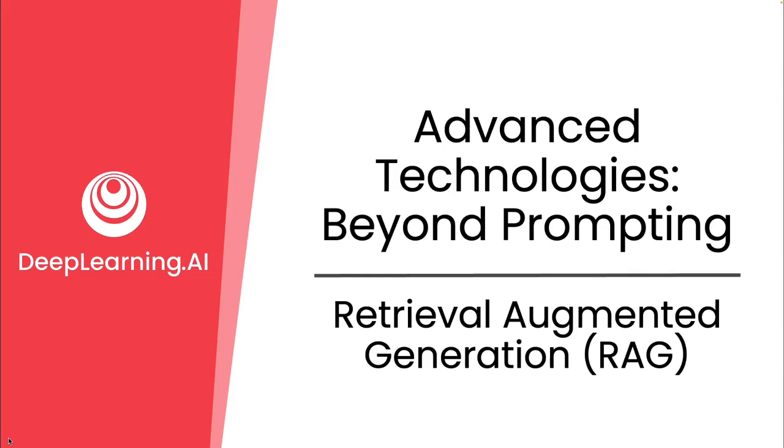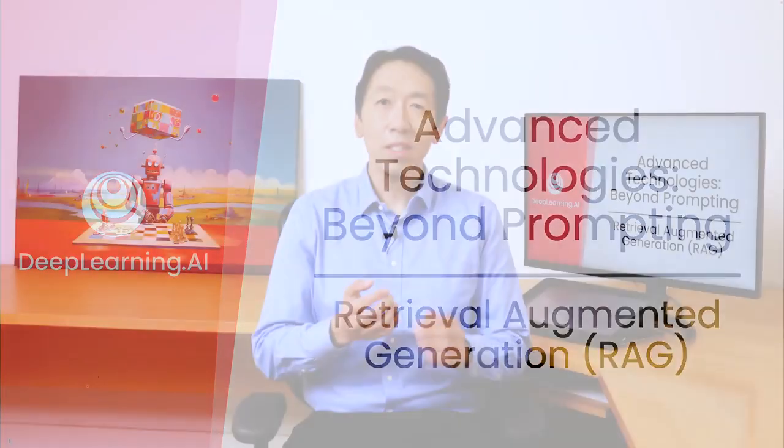We've already seen that prompting a large language model can take you quite far. But there's a technique called retrieval augmented generation, or RAG, that can significantly expand what you can get an LLM to do by giving it additional knowledge beyond what it may have learned from data on the internet or other open sources. Let's take a look.